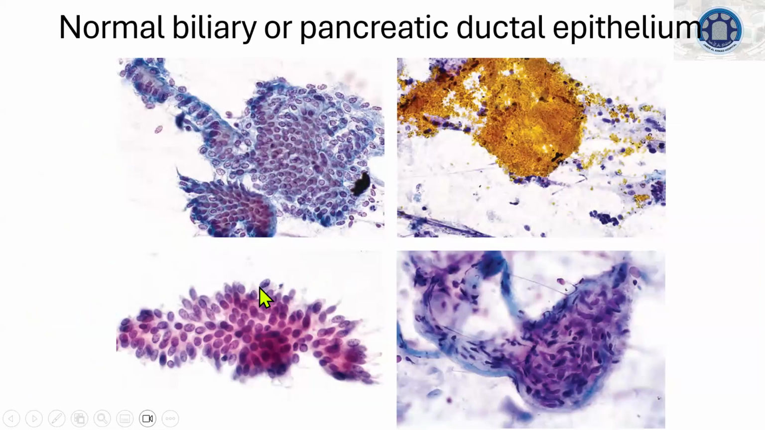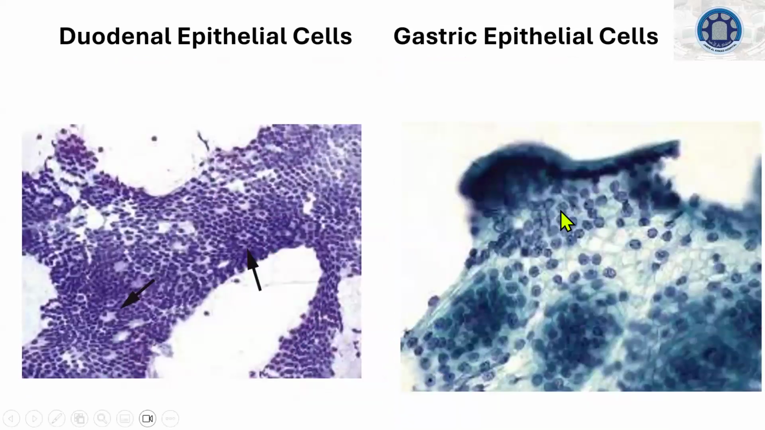For me, they always look like our endocervical epithelium on thin prep. And these are very, very important in pancreatic cytology. These are not pancreatic cells. These are duodenal epithelial cells, and these are gastric epithelial cells. Now, why should they come here? Any idea? Any of the residents? Any idea why they should come here?